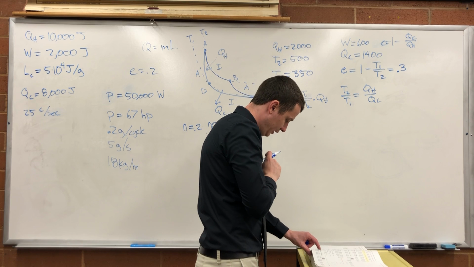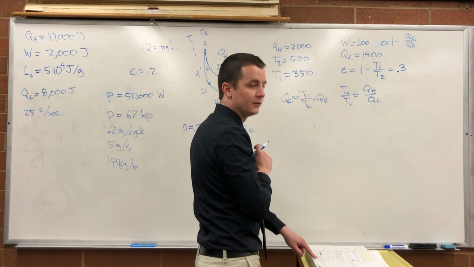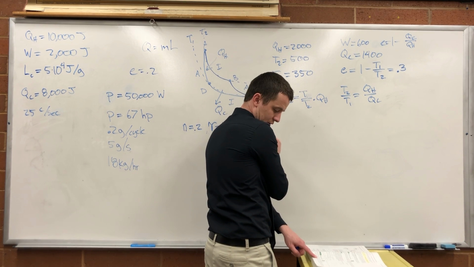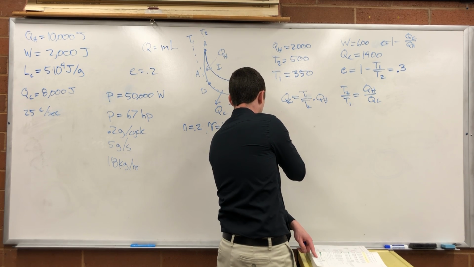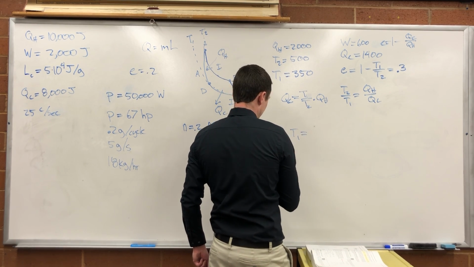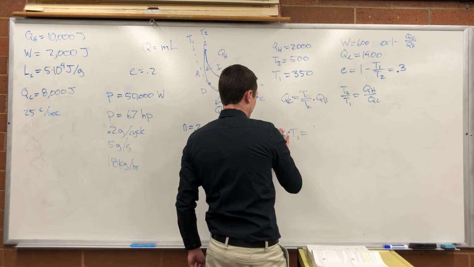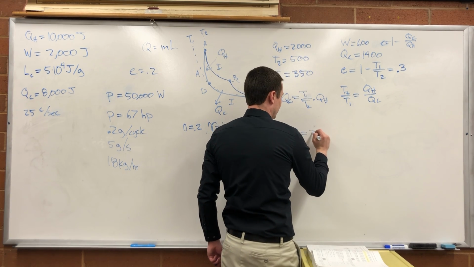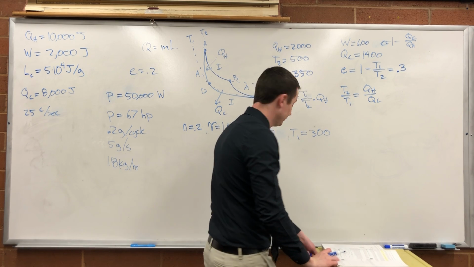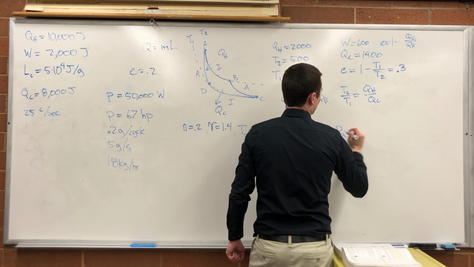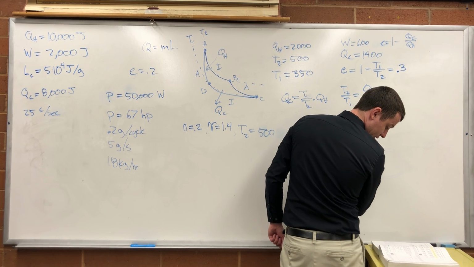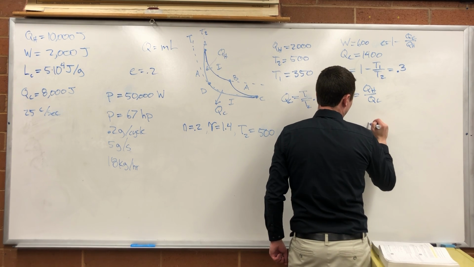If we convert that to Kelvin, what do we get? 227 plus 273, that's just about 500 Kelvin. And 27 degrees Celsius, so T1 is equal to 300 Kelvin, that's just going to be 200 less. Starting at the pressure at A is equal to 10 to the 6 pascals.